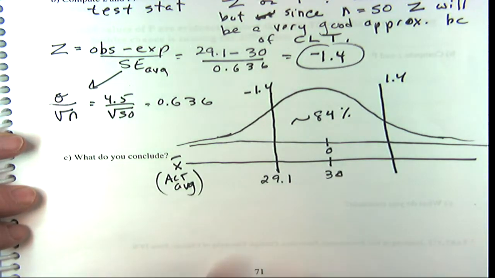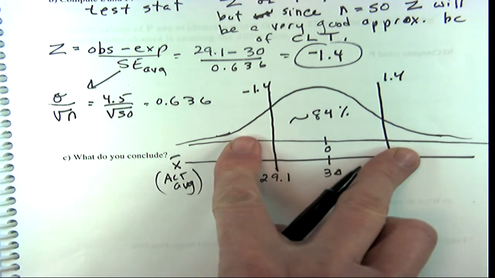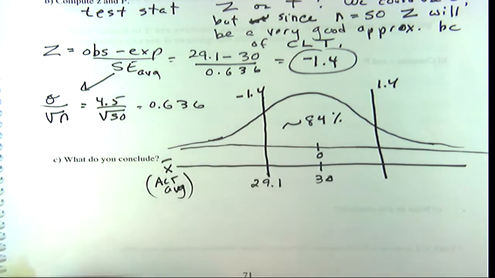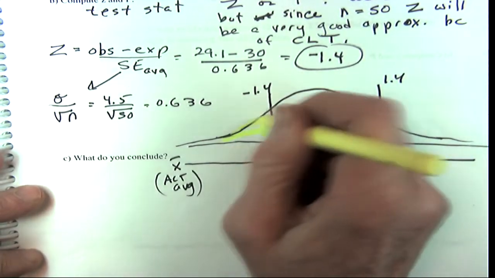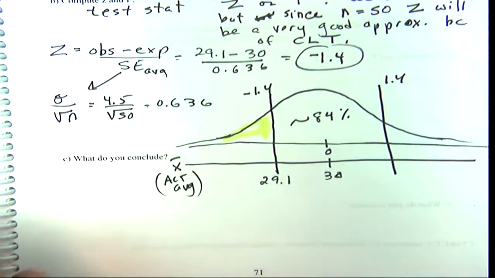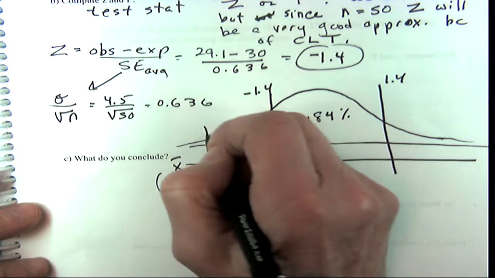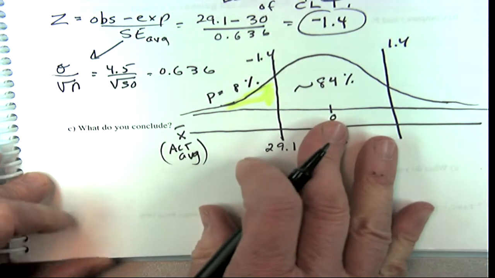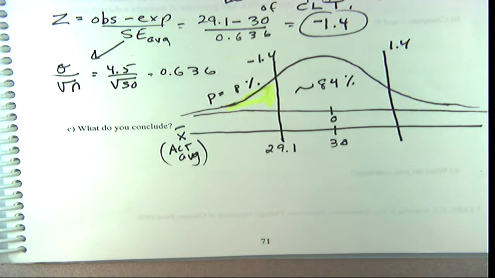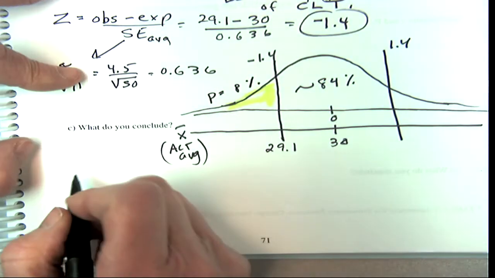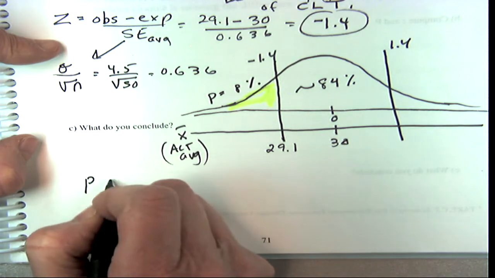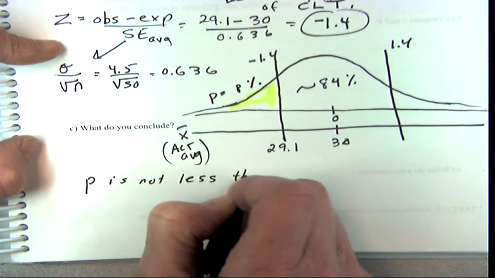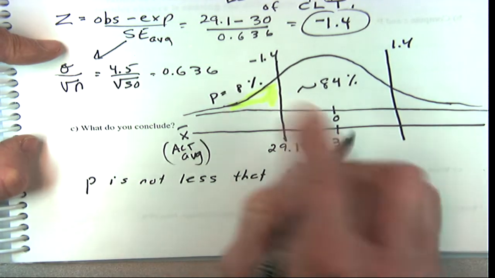So now, what is that? 16% in either tail together. So this right here is 8% of the whole. So P is equal to 8%. So now you'd think, okay, we can't reject the null. P isn't less than our standard cutoff of 5%, because it's 8%.